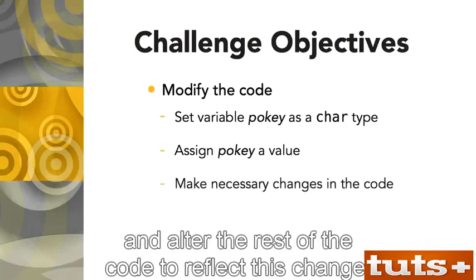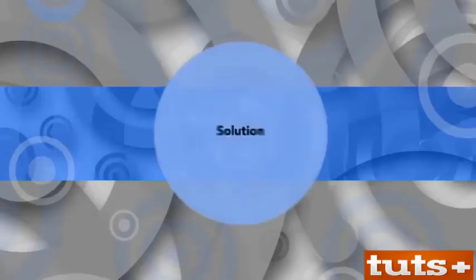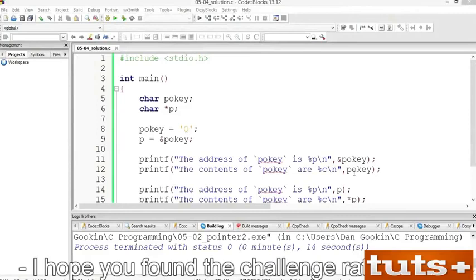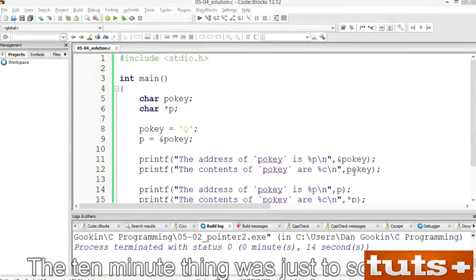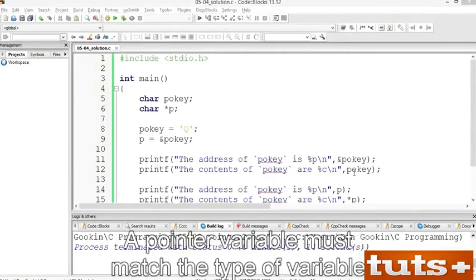I hope you found the challenge rather easy. The 10-minute thing was just to scare you. You really have to change both variable types to char. A pointer variable must match the type of variable it references. So not only is line 5 changed, but line 6 needs to be changed as well.